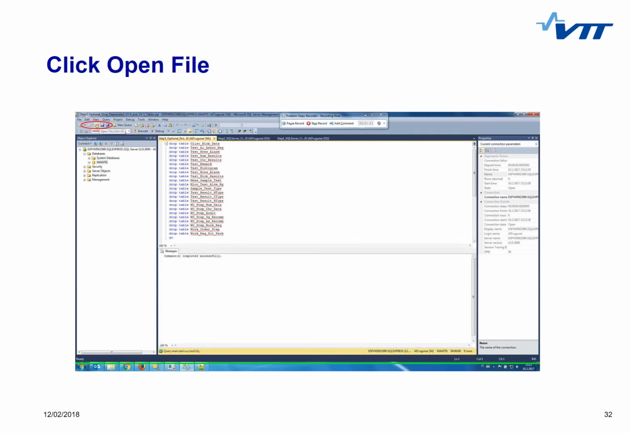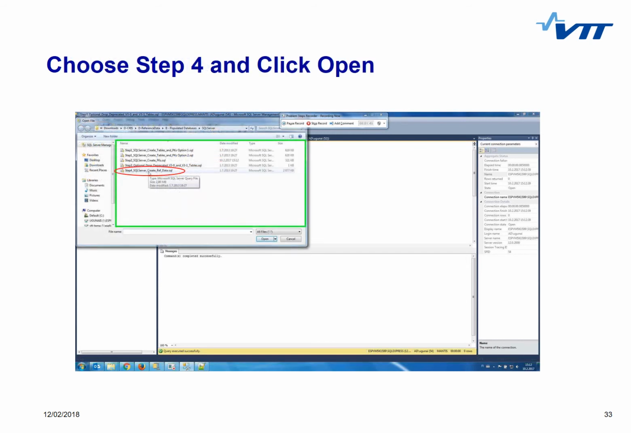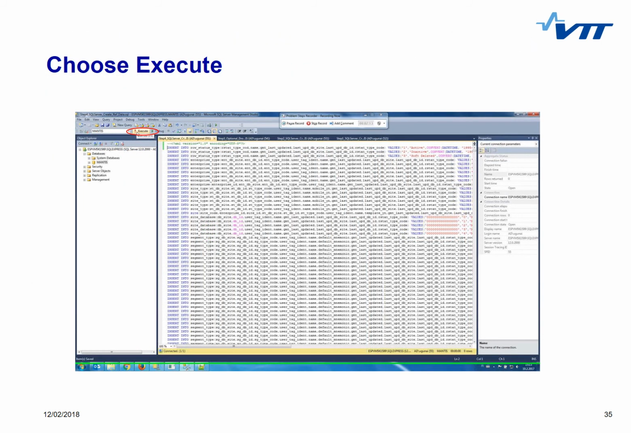Click Open File again. Now choose step 4 and click Open. Add a dash to the first line and press Enter at the beginning of the command Insert on the same line. Choose Execute.